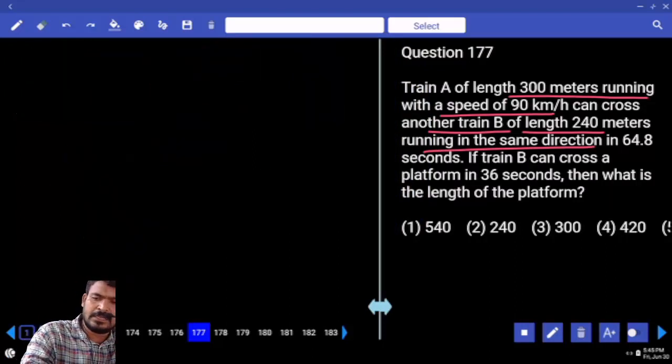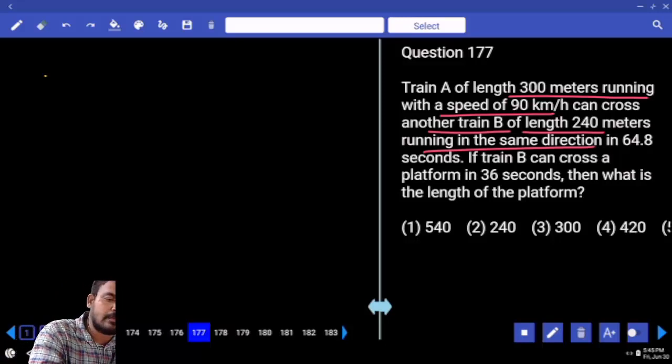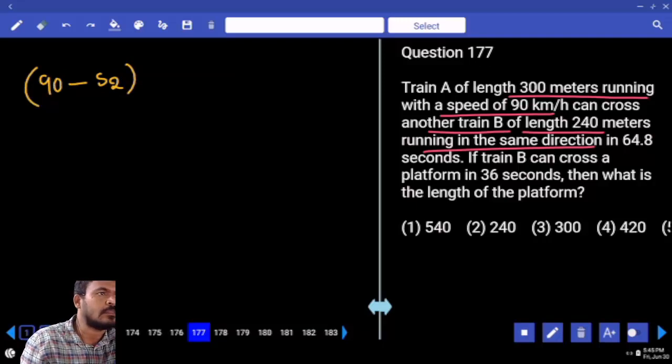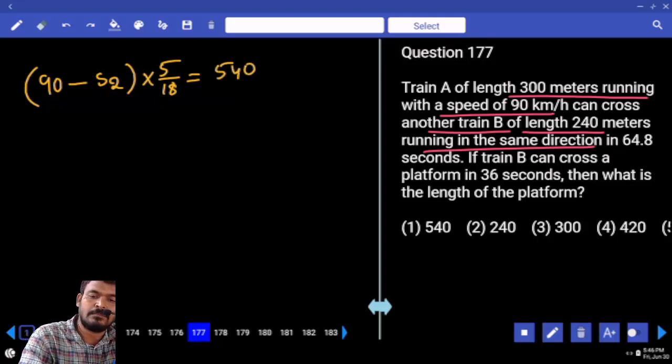The time is 64.8 seconds. Here both are moving in the same direction, so what is the relative speed? S1 minus S2. S1 value is 90. S2 is in kilometer per hour, so converting kilometer per hour to meter per second we multiply by 5 by 18. The total distance is the length of the first train plus the length of the second train, which is 540, divided by how many seconds?